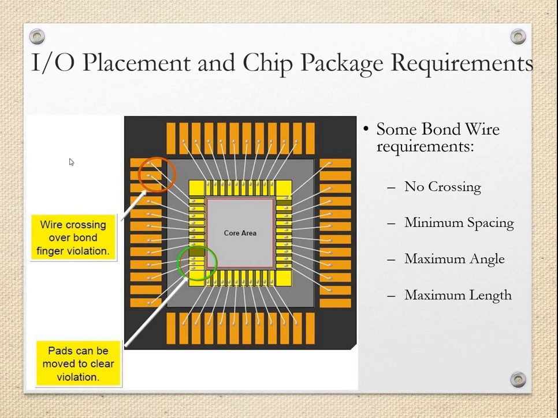So if we just see the first part, the wire crossing over the bond finger violation. You can see this wire is crossing some finger of the IO pin. The pad can be moved to clear the violation. So we can just shift the position so that this violation can be avoided.